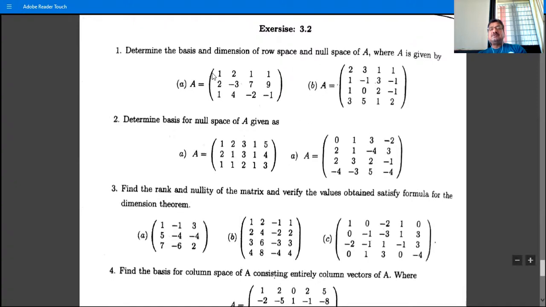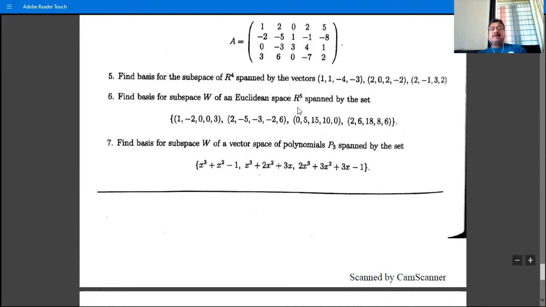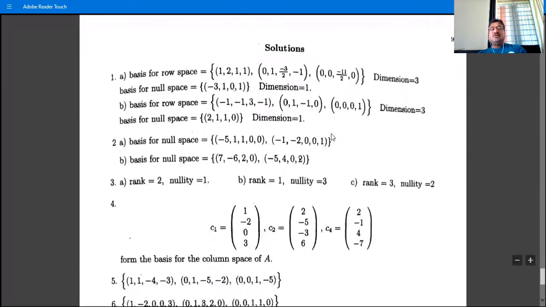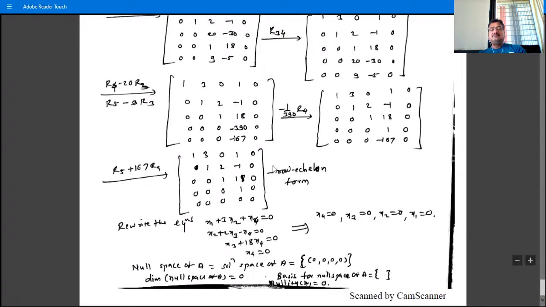Find the row space, null space, and the basis and dimension of the row space and null space. The space is spanned by these vectors, so we have to form the matrix whose rows are these vectors. Solve all these examples, solutions are given. This is the solved example. In case the solution is that all variables are equal to 0, there is no need to assign variables, and in that case we write the null space as the singleton zero vector (0, 0, 0), and the nullity of the matrix is 0.